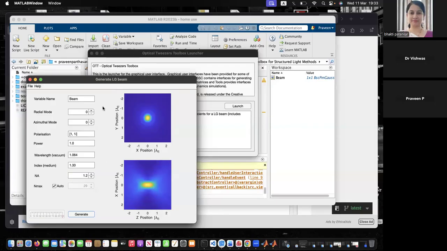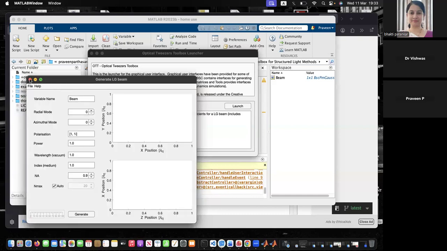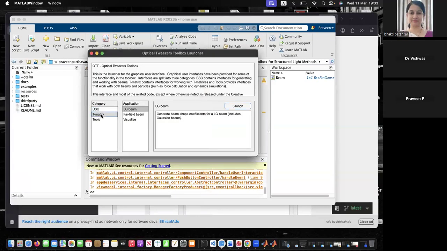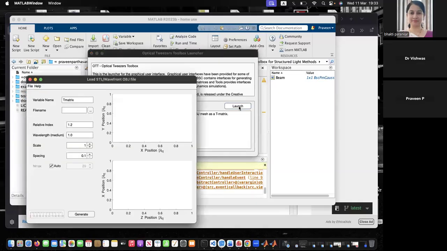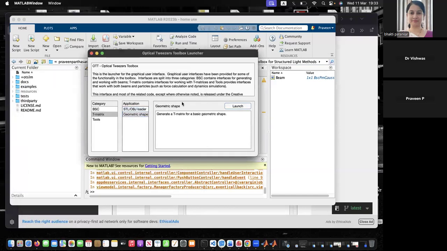Okay, so our beam is generated. What have we called it? We've called it beam. So let's close this. Now let's go to the T matrix. What does T matrix give us? T matrix gives us the transfer matrix for the particular bead that you're using. So let's go with this. Sorry, I think this is asking for load. Okay, geometric shape. Let's go with this.